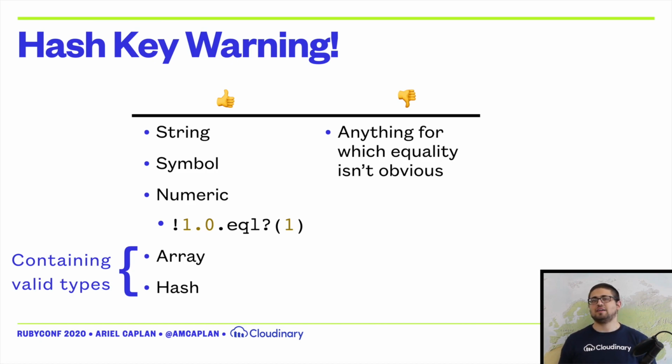In my experience, in my small amount of experimentation, they seemed reasonably performant. But if there's anything where equality is not obvious, like, don't use ActiveRecord objects inside of your hashes as keys. You're going to end up having problems and bugs and things that are hard to track down. Just don't do it.